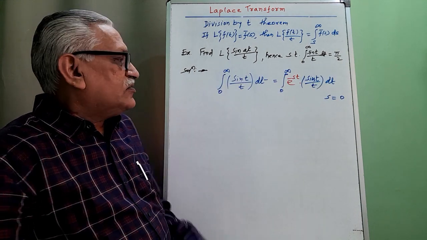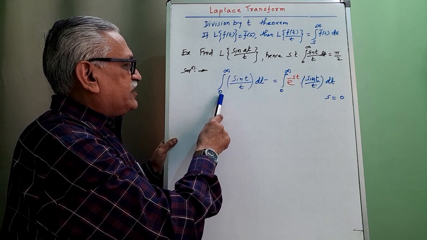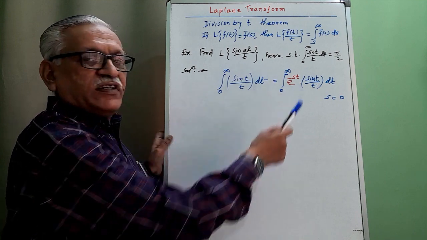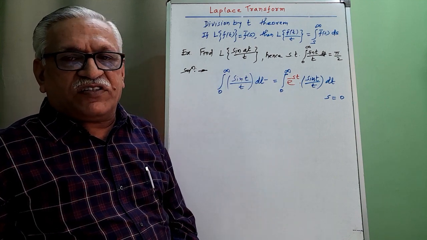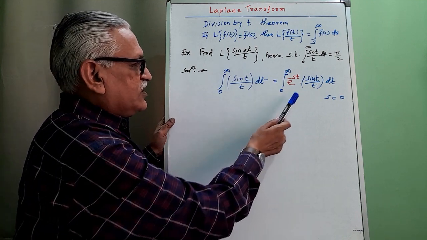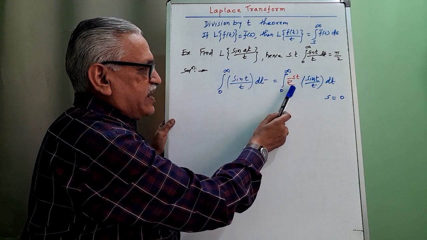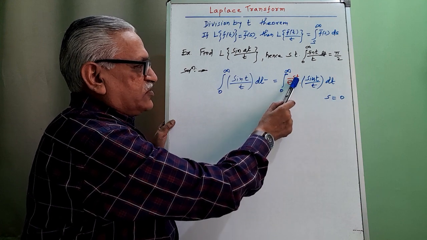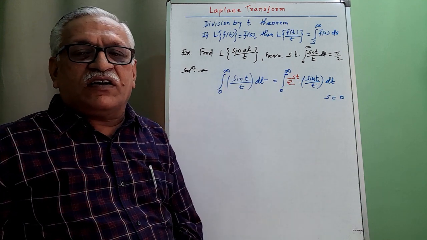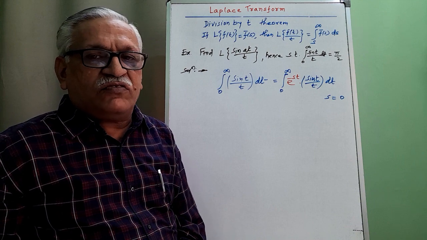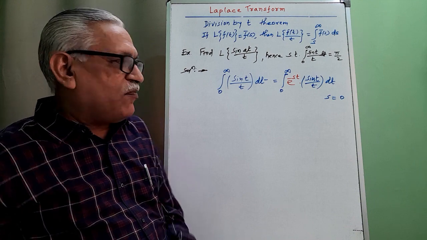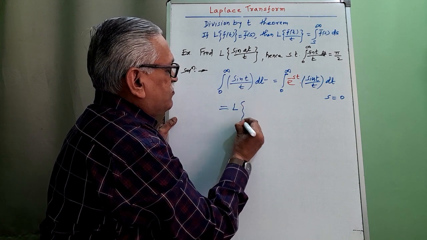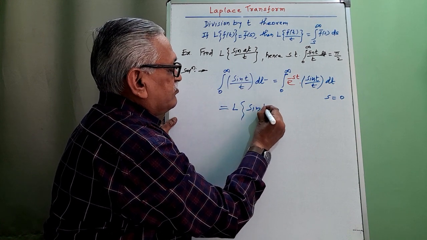To evaluate this integral between 0 to infinity of sin t by t dt, we try to convert it into the elementary or standard definition of Laplace transform. We multiply this sin t by t with e raised to minus st. With s equal to 0, e raised to 0 we get 1. Therefore, we are not changing the value, we are changing only the form. And then as per definition, this is nothing but Laplace transform of sin t by t.